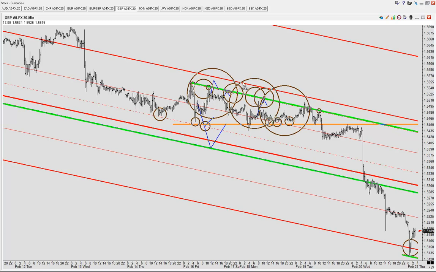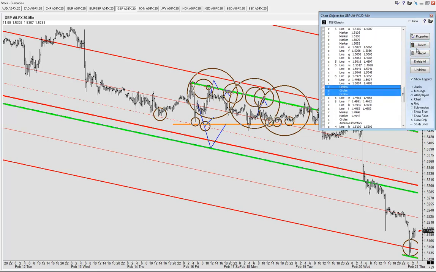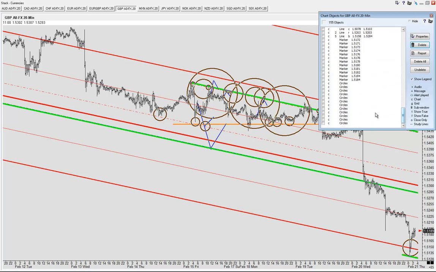I'm trying to get rid of some of these circles. One second. Well, I'm really not having a lot of luck today in removing circles, am I? Well, it definitely wasn't those ones.